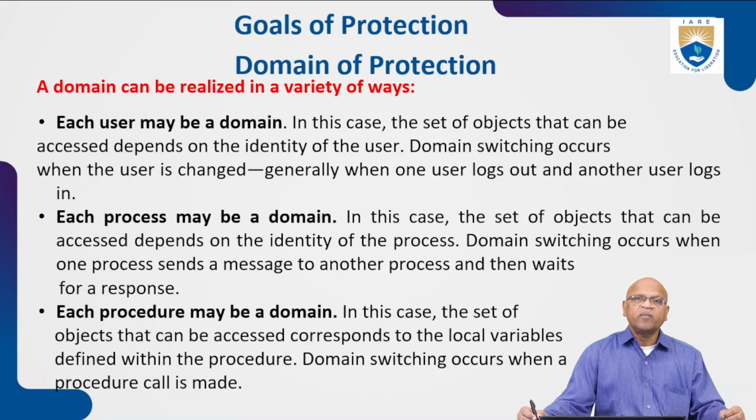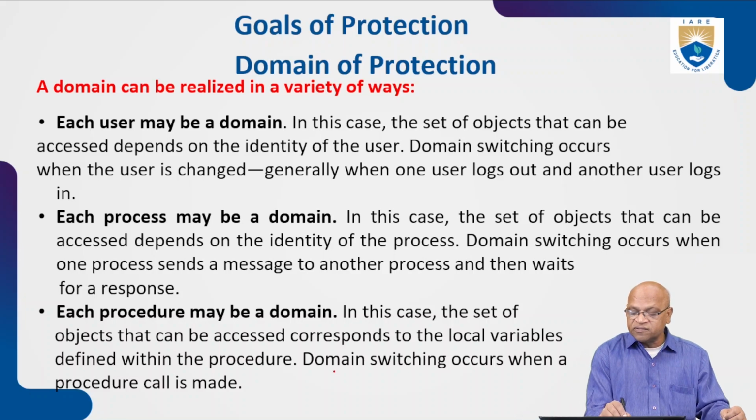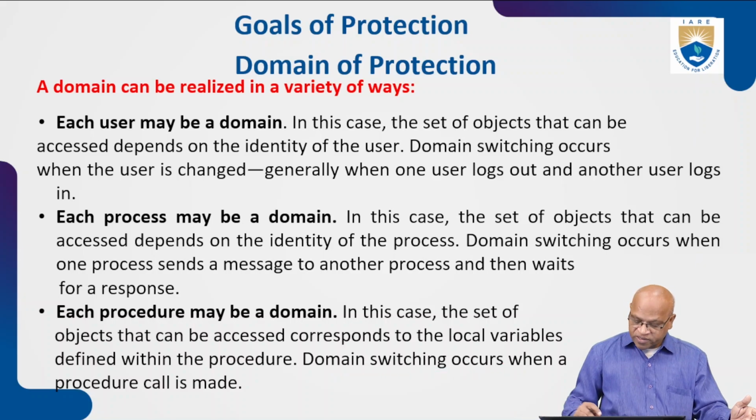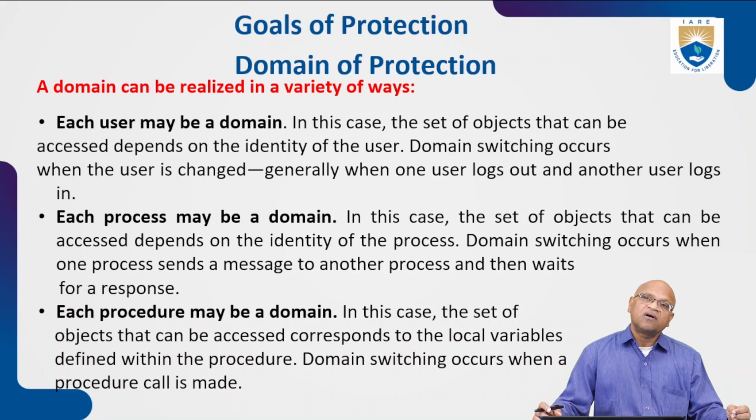Each process may be a domain. In this case, the set of objects that can be accessed depends on the identity of the process. Domain switching occurs when a process sends a message to another process and then waits for the response. Each procedure may be a domain. In this case, the set of objects that can be accessed corresponds to the local variables defined within the procedure. Domain switching occurs when a procedure call is made. So a domain is nothing but a procedure, and the object it is working on, so domain and objects are interrelated.